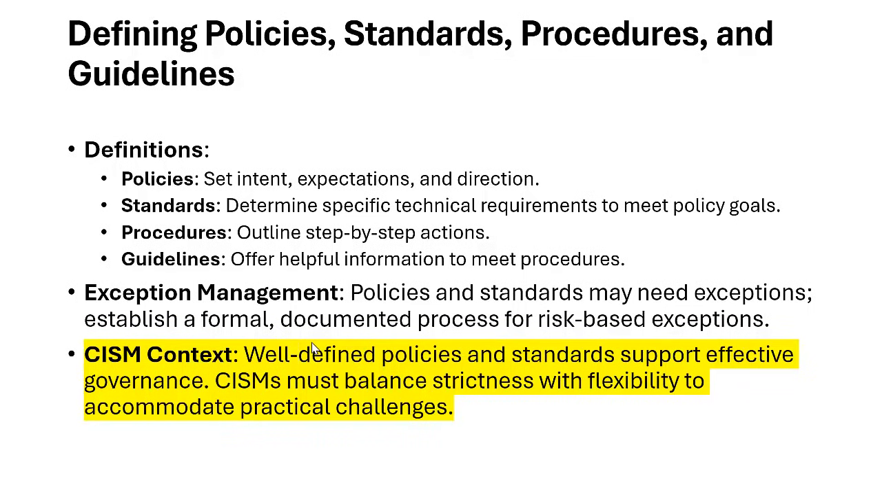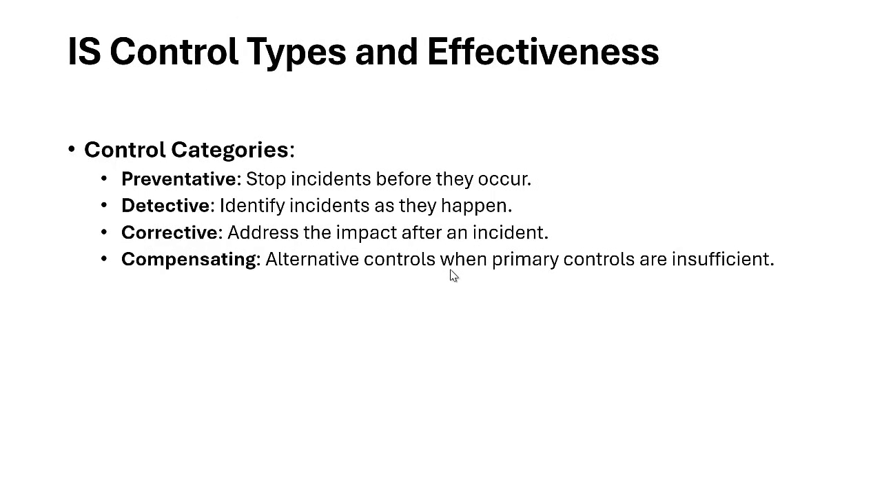So a well-defined policy and standards support effective governance. And when you're building a policy, the most important element is that it should have compliance with strictness, with flexibility to accommodate practical change. Now, next thing we need to understand is the controls. I think we already discussed that, but just for clarity. We have a preventative control, which stops the incident before it occurs. Detective control identifies incidents. Corrective addresses the impact after the incident, and compensating is an alternative control when the primary control is insufficient. But is the control working effectively?